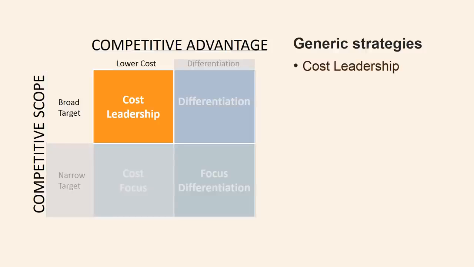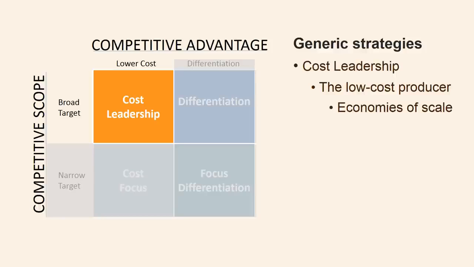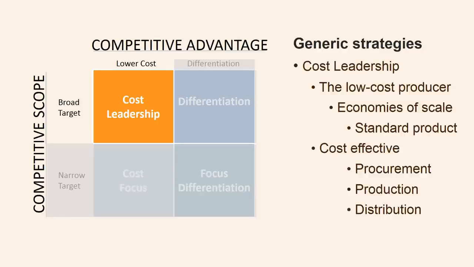The first is cost leadership, which is perhaps the clearest of the generic strategies. In it, a firm sets out to become the low-cost producer in its industry, also called the cost leader. This can be achieved by economies of scale, where low-cost producers sell a standard product to a broad target of the industry customers. They are also very cost-effective, particularly in procurement, production and distribution.